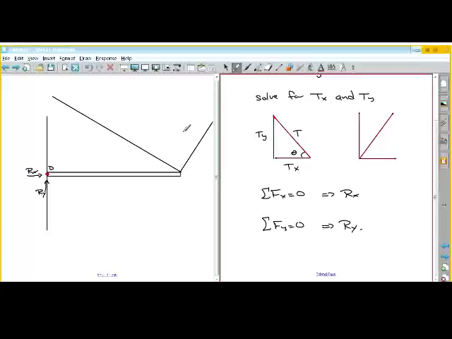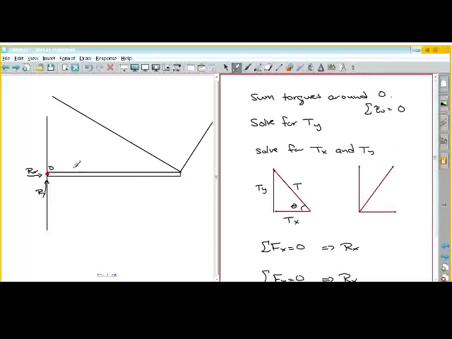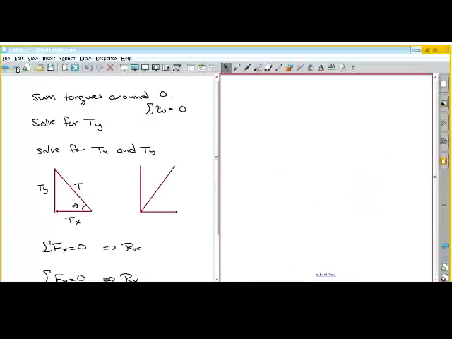Because at that point, when you get to here, you're going to know this y component, you're going to know all the weights. And remember, when we do the sum of the torques around here, anything that causes this thing to rotate clockwise is a negative torque. Anything that causes it to want to rotate this way is a positive torque. So you can make sure you get your signs right.